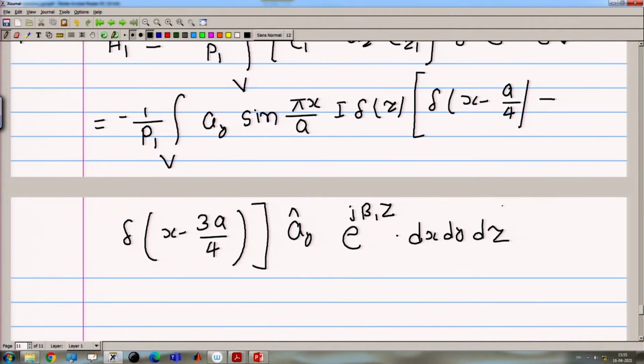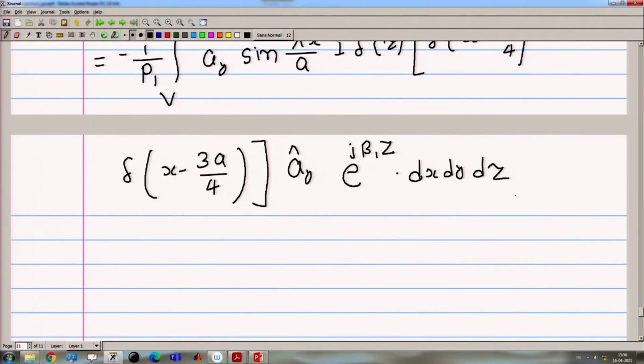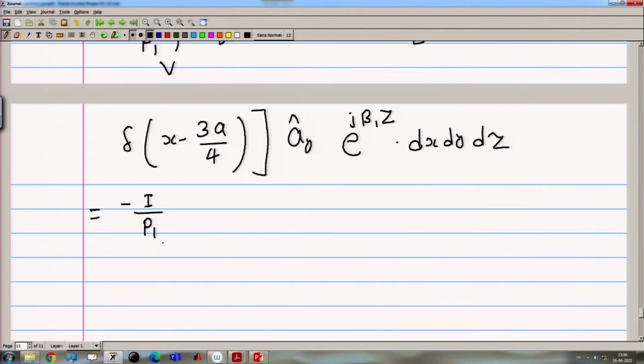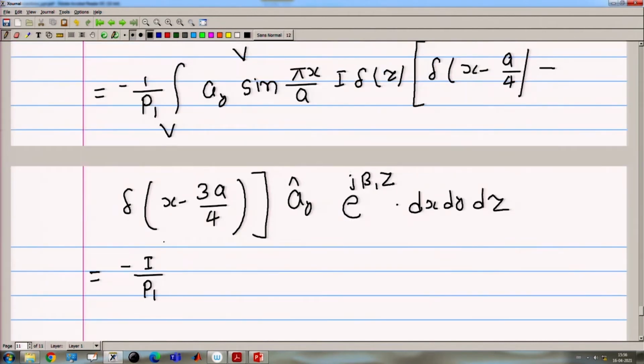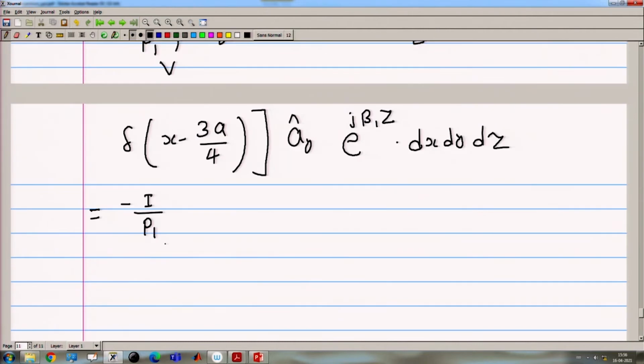So, for the first case, del of x minus a by 4, x will be a by 4. So, this will be sin pi by 4, sin of pi by 4 and minus of I upon P1, minus of I upon P1 into sin of pi by 4, because x is equal to a by 4. So, this term, and then in the second term x is equal to 3 a by 4. So, we can separate into two parts.